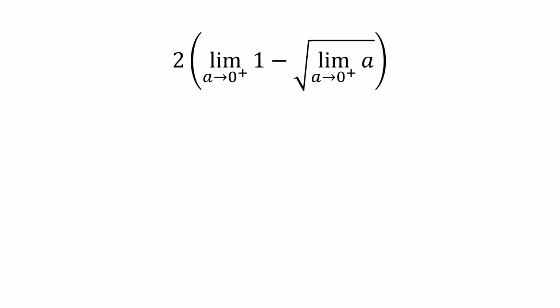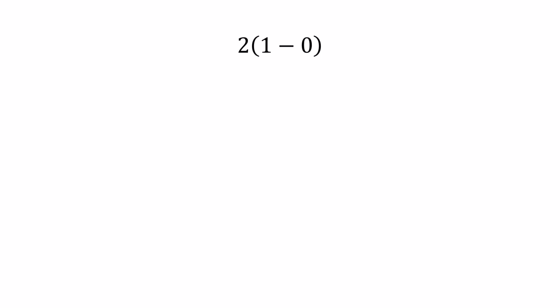Taking the limits, we obtain 2 times 1 minus root 0. Taking the square root gives 2 times 1 minus 0. Subtracting gives 2 times 1. Multiplying, we arrive at a final answer of 2.